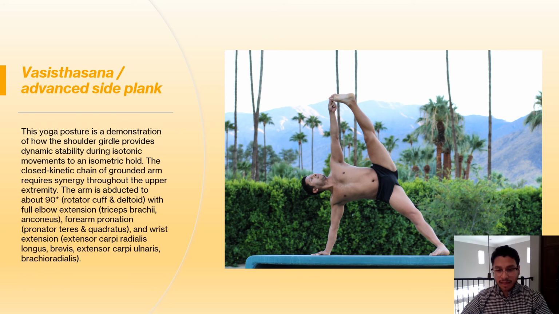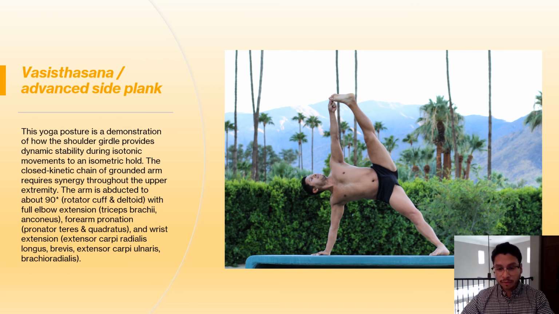It is a side plank variation, and this yoga posture demonstrates how the shoulder girdle provides dynamic stability during isotonic movements to an isometric hold. So essentially moving into the posture and then moving out of the posture, how the shoulder joint can stabilize and prevent the humeral head from displacing from the glenoid fossa. The closed kinetic chain of the grounded arm requires synergy throughout the upper extremity.